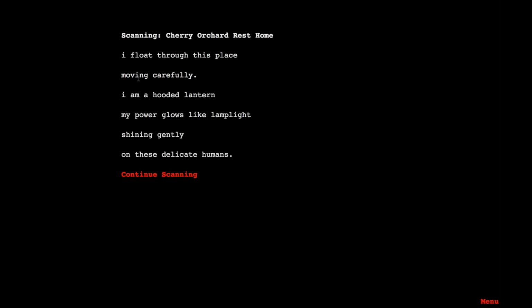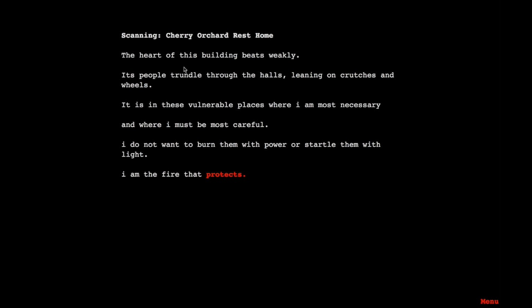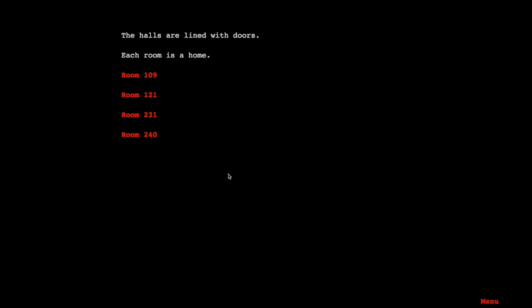I float through this place moving carefully. I'm a hooded lantern. My power glows like lamplight, shining gently on these delicate humans. The heart of this building beats weakly. Its people trundle through the halls leaning on crutches and wheels. It is in these vulnerable places where I am most necessary, and where I must be most careful. I do not want to burn them with power or startle them with light. I am the fire that protects.